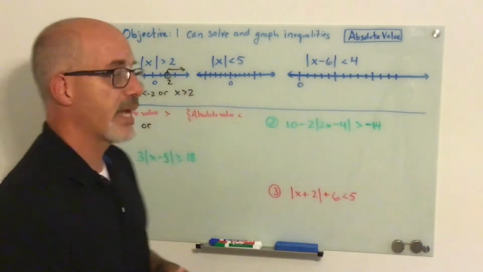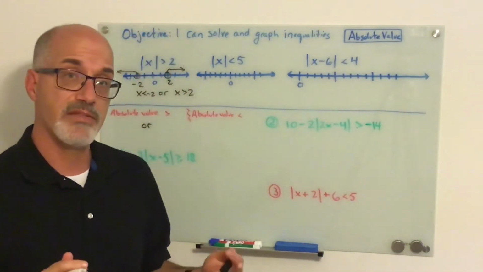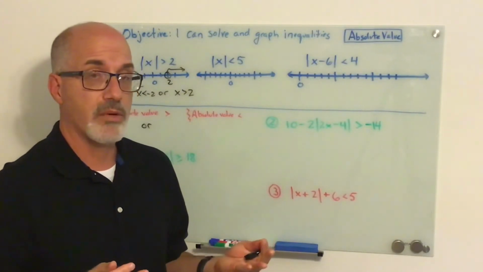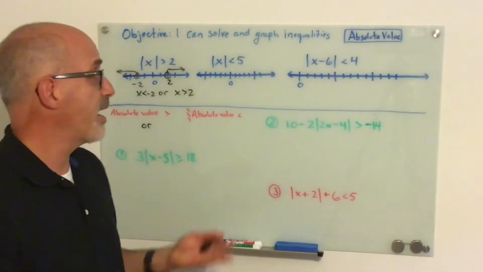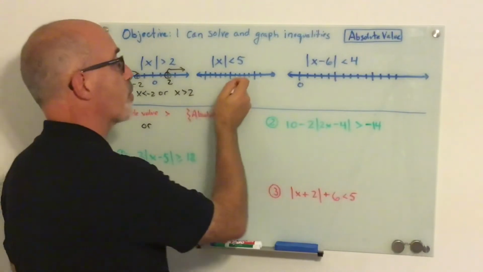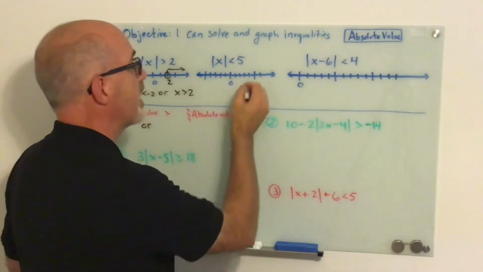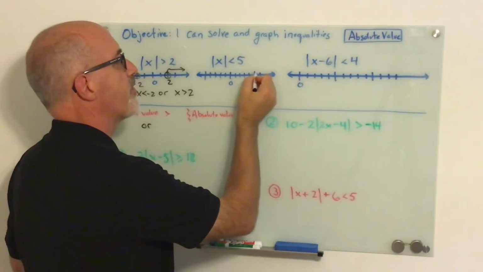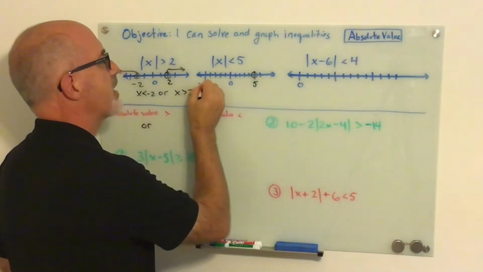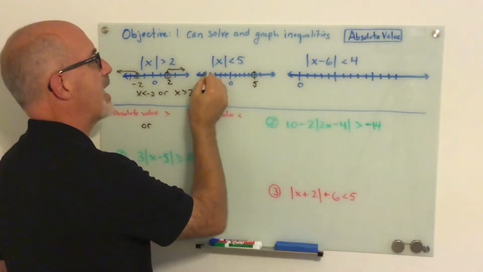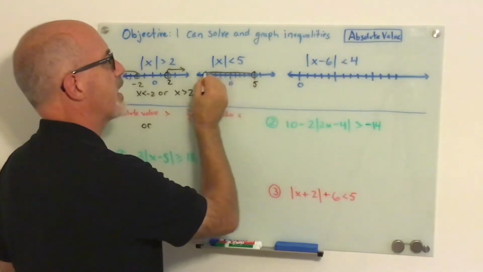Now let's try this one. Absolute value of x is less than 5. What numbers, when you take their absolute value, are less than 5? Again, 0 works, 1.2 works, negative 1.7 works. In essence, it's every number from 5 down to negative 5 and every number in between.